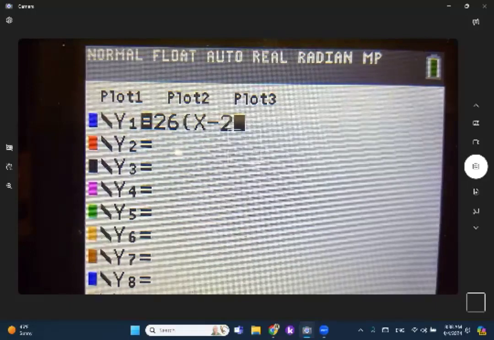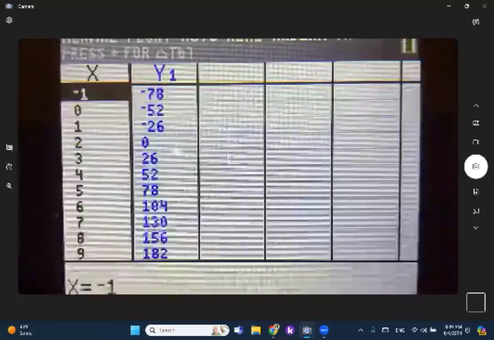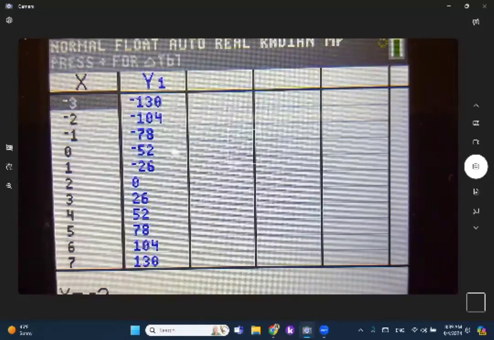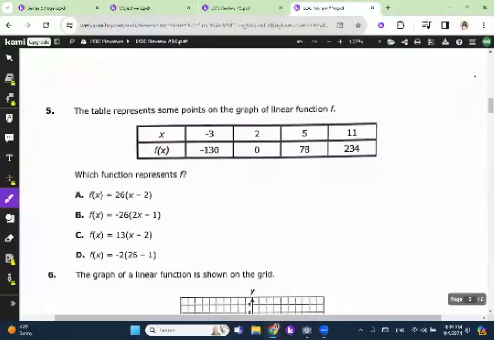This way, if you work backwards, you avoid having to solve each answer choice. Then press second graph or second table. If I go to -3, it gives me -130. So that matches. 20 matches. 578 and 11,234. Okay. Please check all of the points. You don't want to only check one point and say, okay, that's my answer, because sometimes they'll give you an answer where only one point matches, but the rest don't. So make sure you're checking all the points. Okay. Number 6.